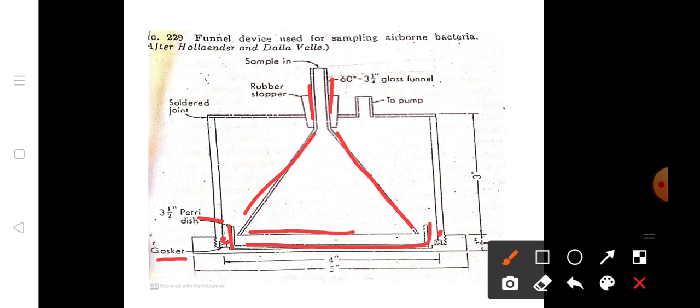The inside of the funnel, or the funnel rim, is swabbed, that is, cleaned with alcohol before use. Before use we just clean this rim portion with the help of alcohol.